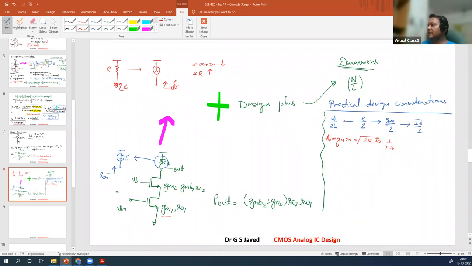How do we gather some information from here? The first way is to find out what your ID is. In the ID, find out what your overdrive is. The overdrive square term is your VGS minus VT whole square term. What can you gain from that? That will be given as 2ID by mu n cox W by L.